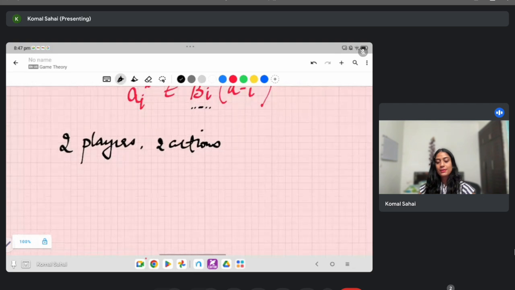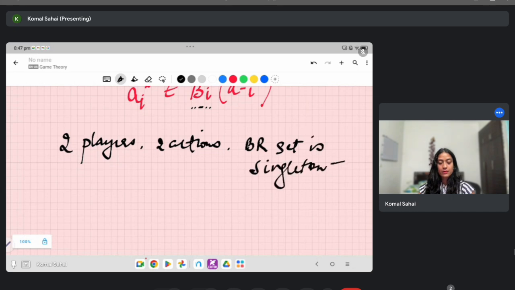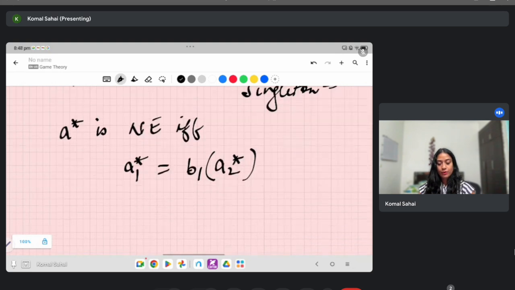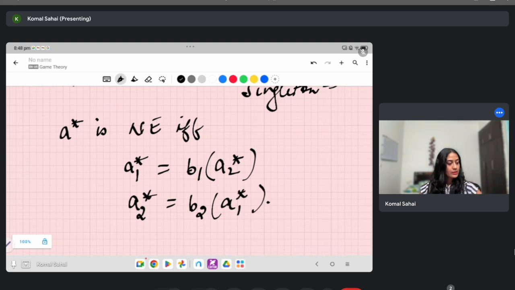Suppose that is the case, that the best response set is singleton, meaning there is only one element in it. Then we can write that A star is a Nash equilibrium if A1 star for player 1 is the best response to A2 star, and for player 2, A2 star is the best response to A1 star. Okay.